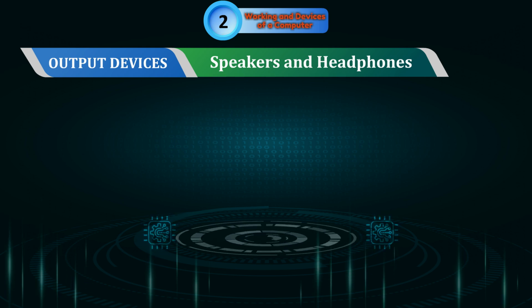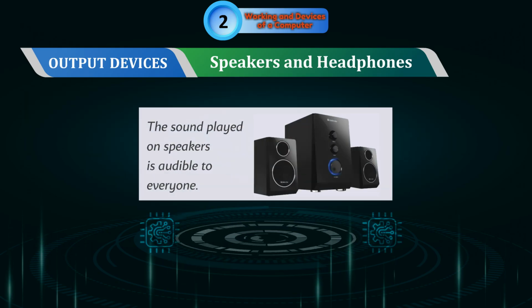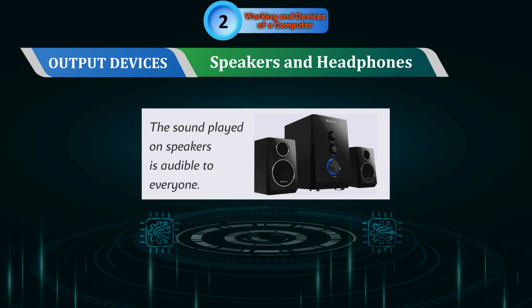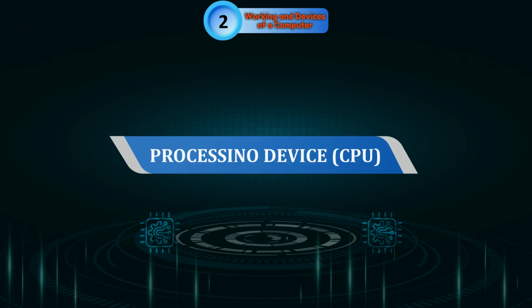Speakers and headphones. Speakers and headphones are used to listen to music or any other sounds on a computer. They output the data in the form of sound. They can be wired or wireless. The sound played on speakers is audible to everyone. The sound played on headphones is audible only to the person who is wearing it. It does not disturb others.